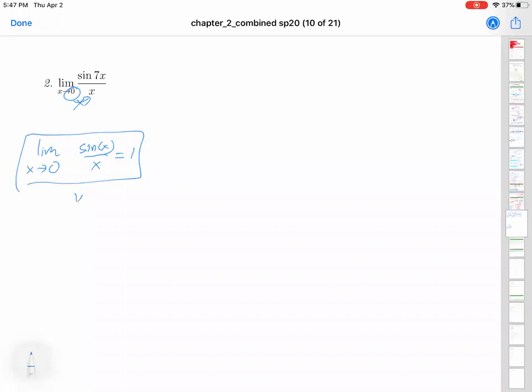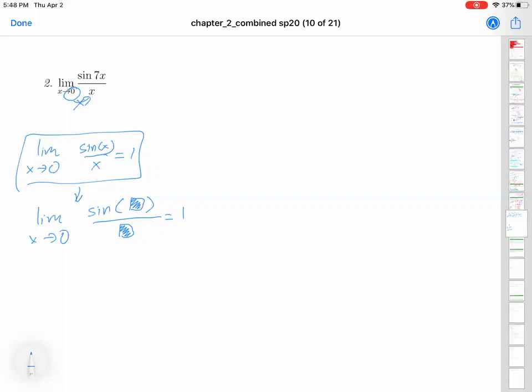So from these special limits, you can infer that if you have sine of a different variable, let's say sine of a squared, and you divide it by a squared, you still get 1. That means whatever you have in the input, if you divide it by the same thing in the denominator, then you can use the result of the special limit.